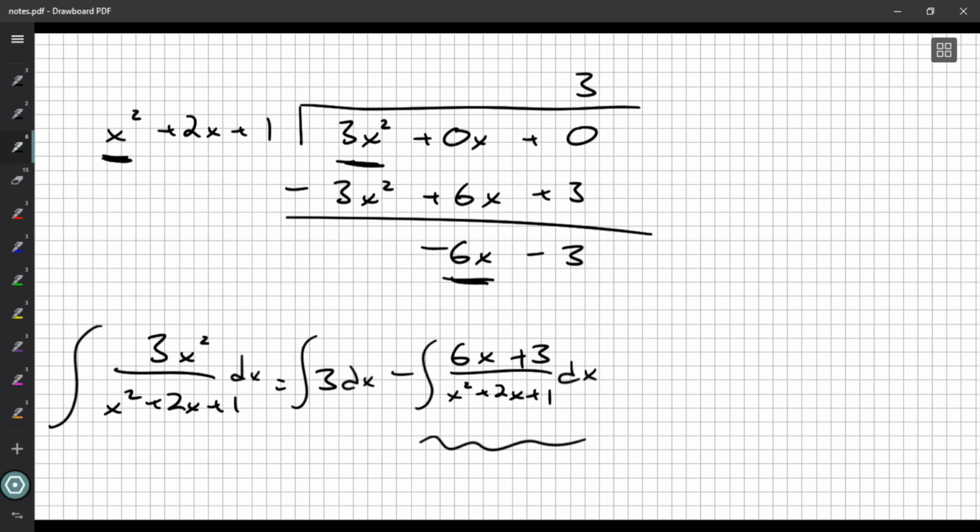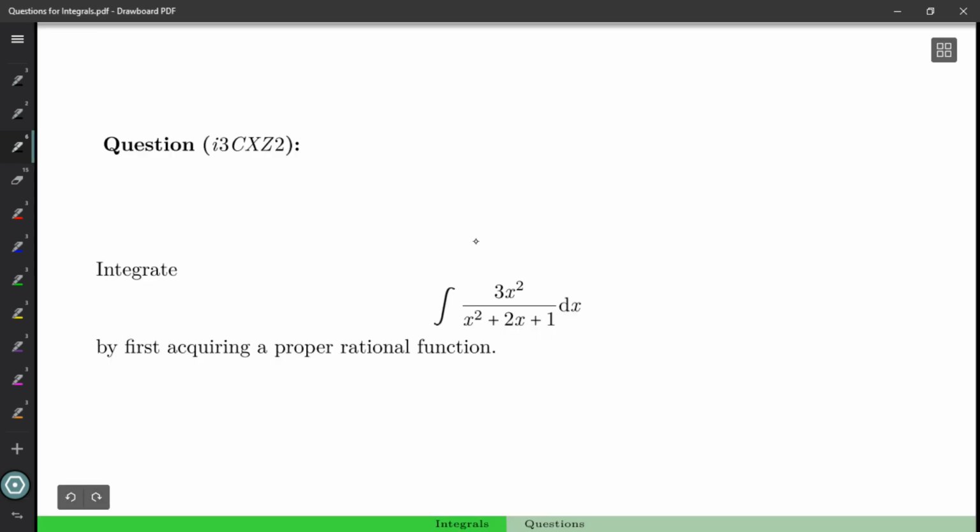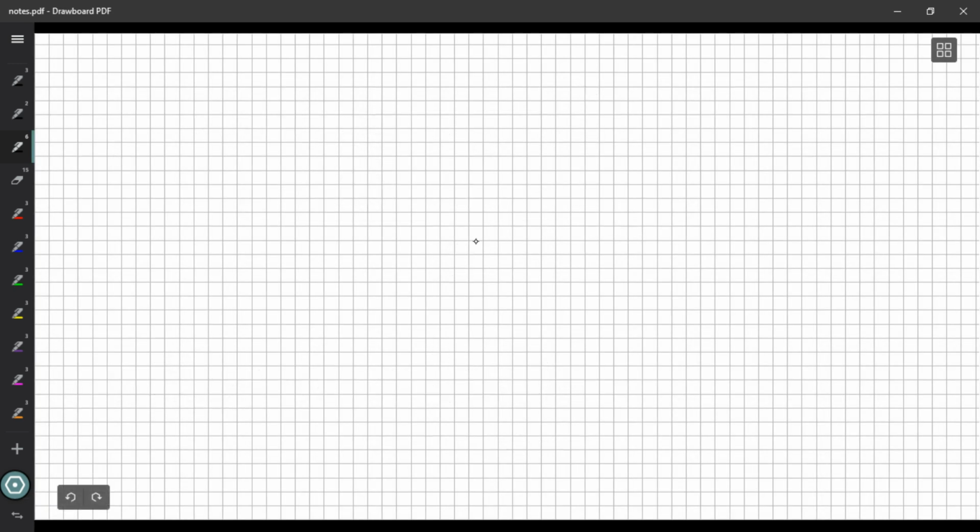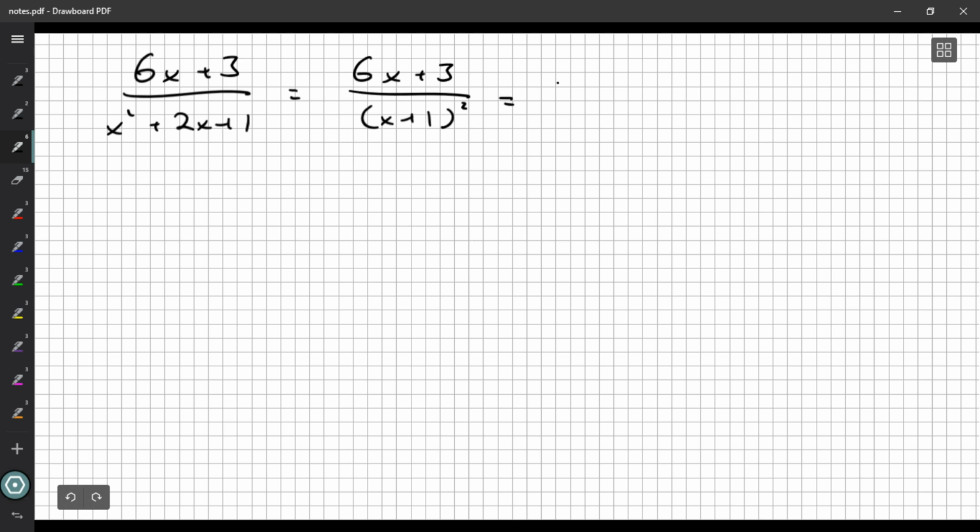Now let's use the method of partial fractions to simplify this even more. So we've got our proper rational function, and now we've got to integrate. So how are we going to do that? So 6x plus 3 over x squared plus 2x plus 1. Now think about the denominator. Can we find roots? Can we factor that? Turns out it's x plus 1 squared.